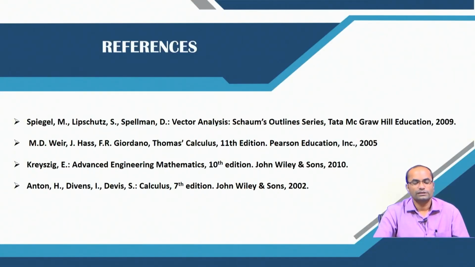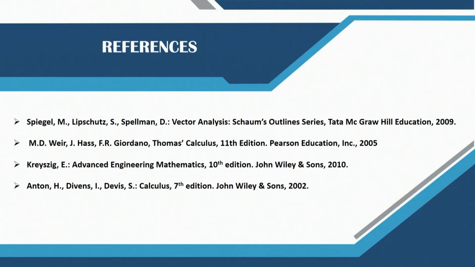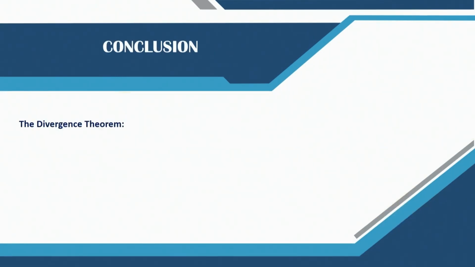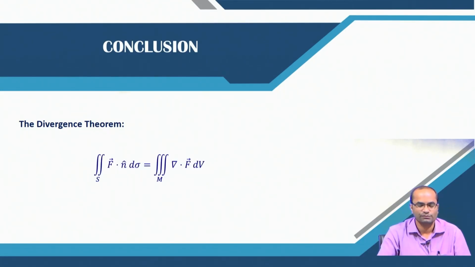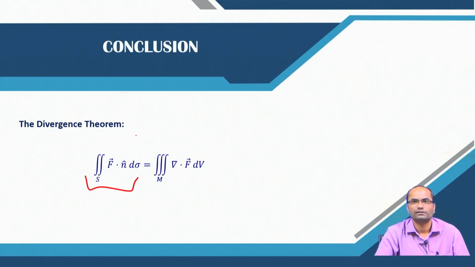Well, these are the references we have used for preparing this lecture, and just to conclude, we have discussed the divergence theorem, which is very useful, and we have seen it with the help of many examples. It says that the surface integral, or the flux across the surface in the direction of the normal, can be computed with the help of the divergence of f integrated over the volume covered by this closed surface S.